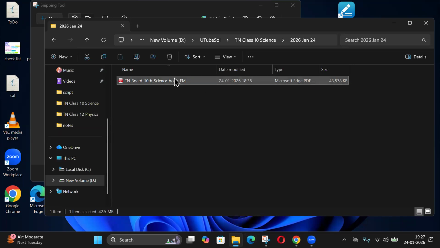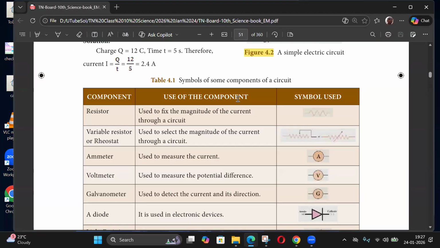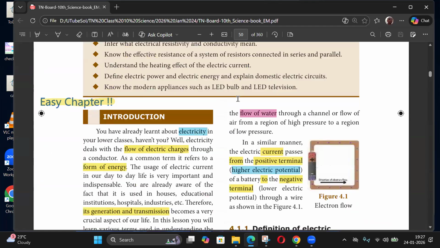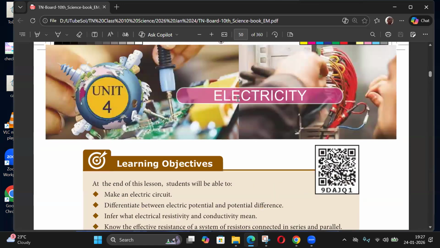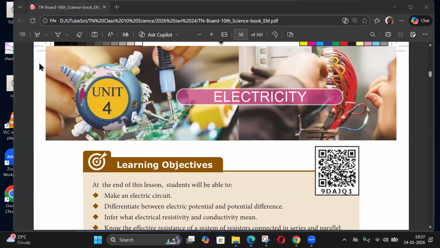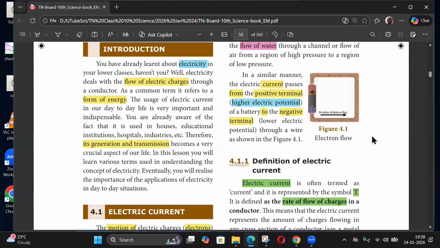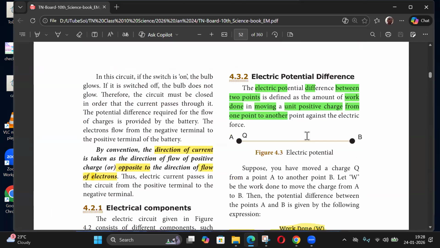Chapter? You want this topic, no? The system of resistors. Okay. So the initial part is not a problem, is it? System of resistors.